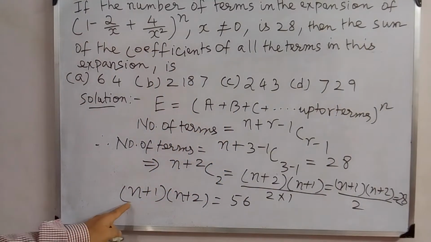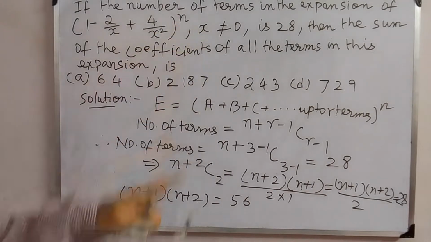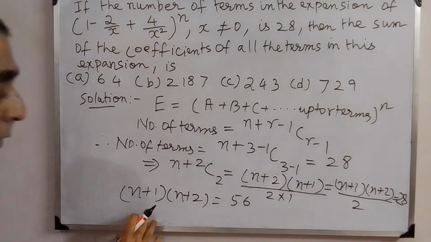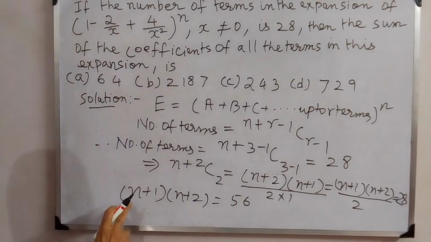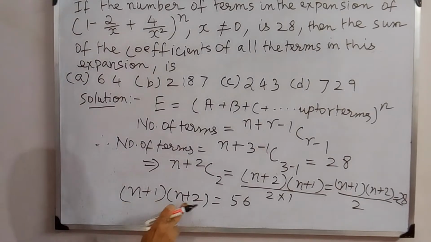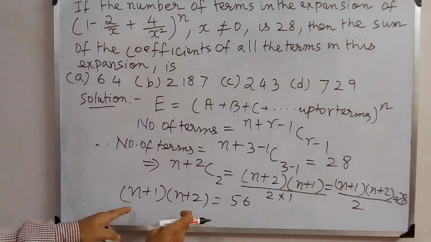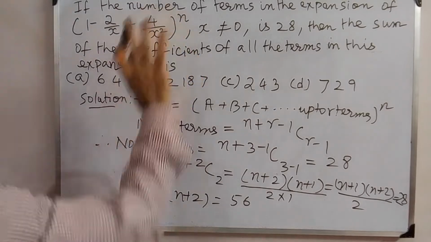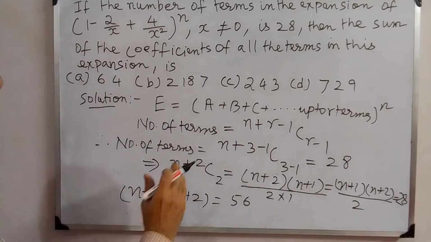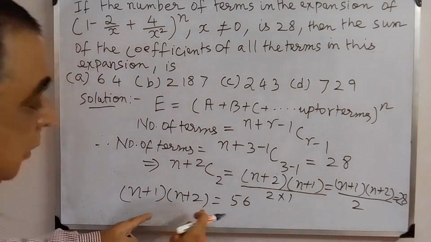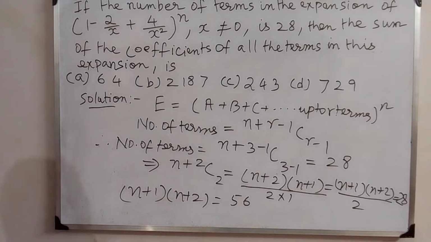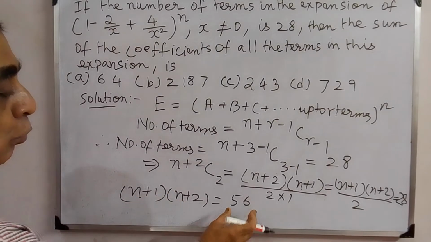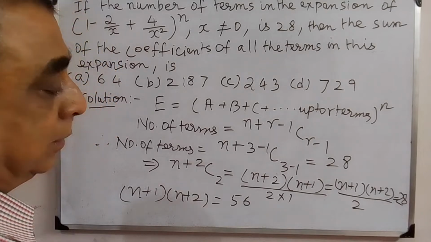So what is n here? n is a natural number. So n plus 1 and n plus 2 are consecutive natural numbers which differ by 1. n is a natural number here, so these are consecutive natural numbers, n plus 1 and n plus 2. Here you find the two terms.